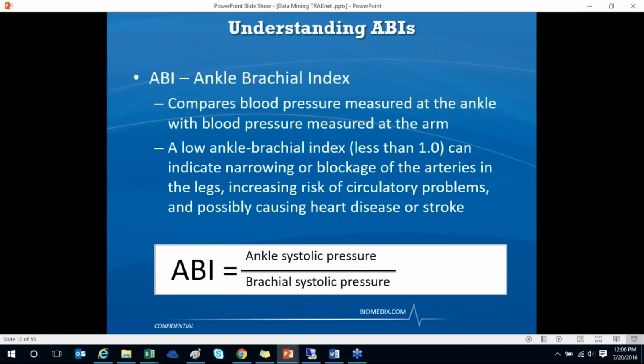The ankle brachial index is determined by dividing the ankle systolic pressure by the arm systolic pressure. The normal ABI range is 1.0 to 1.4. An ABI of less than 1.0 can indicate narrowing or blockage of the arteries in the legs, and that increases the risk of circulatory problems, and it possibly causes heart disease or stroke.